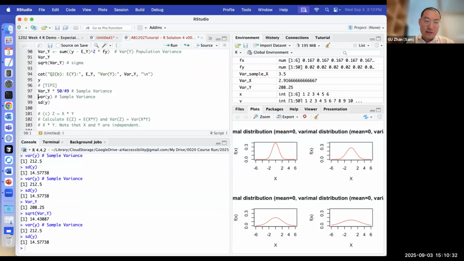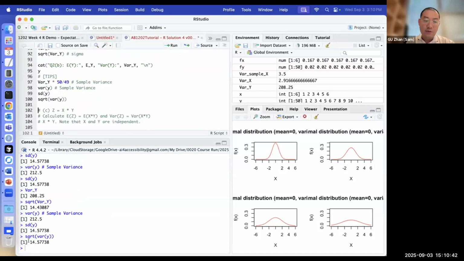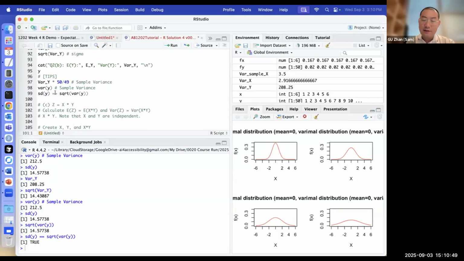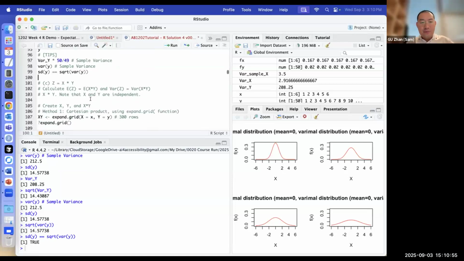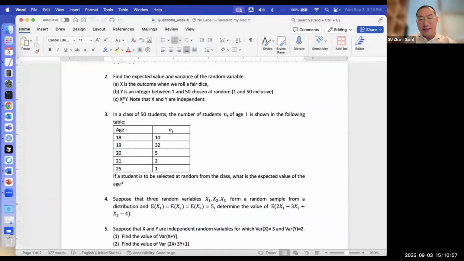You can also check this: the standard deviation is the square root of variance y, and you also get 14.57. So these two are equal. Or you can ask whether it is equal. The double equal sign will tell you that these two sides are equal. That's true, logically it's true. Then we're moving to the third one, x times y.